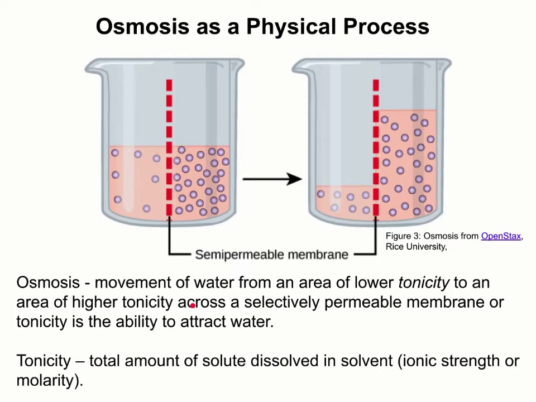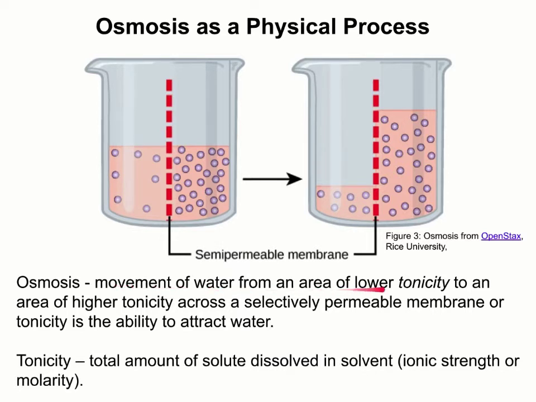Let's go back to the beakers. Osmosis continues until solute concentration, tonicity, is the same on both sides of the membrane. In other words, it reaches an equilibrium. The left side of the beaker has less solute, but also less water, so concentration is the same on both sides of the membrane. Just to be a bit more formal about it, here's a definition.